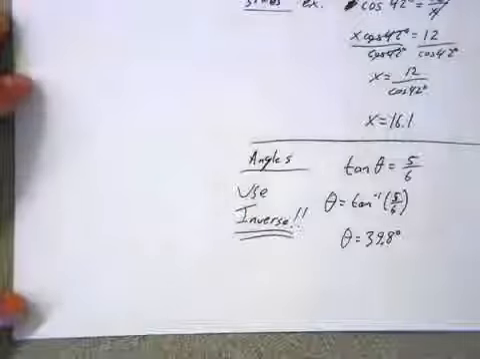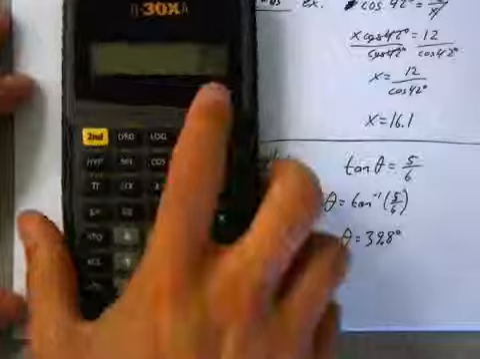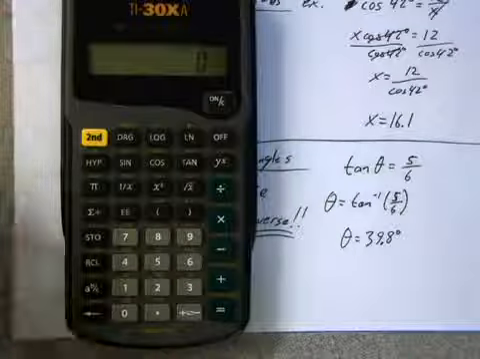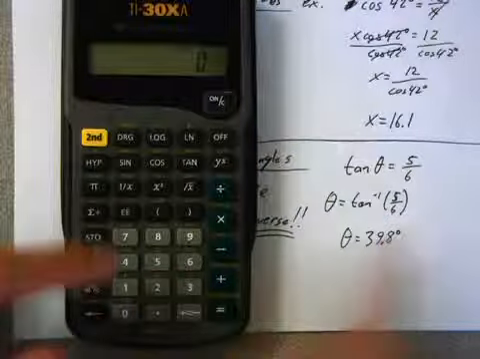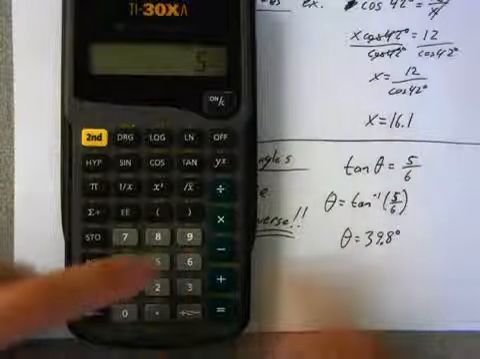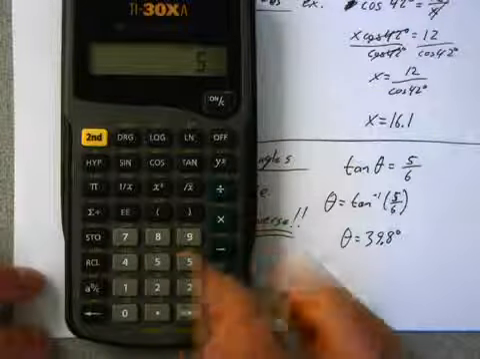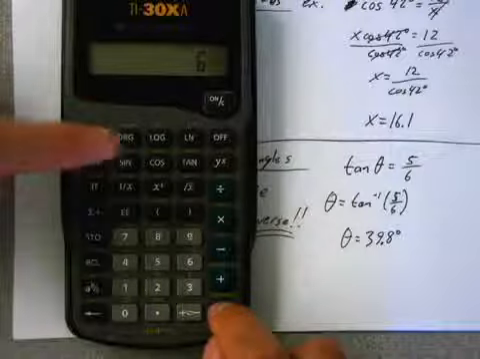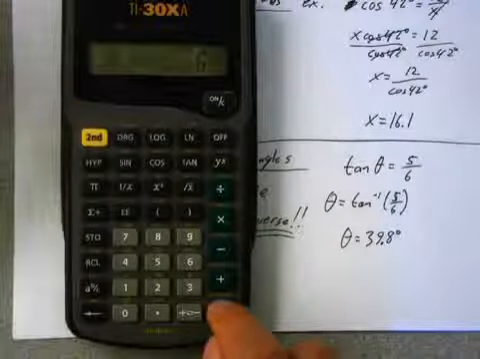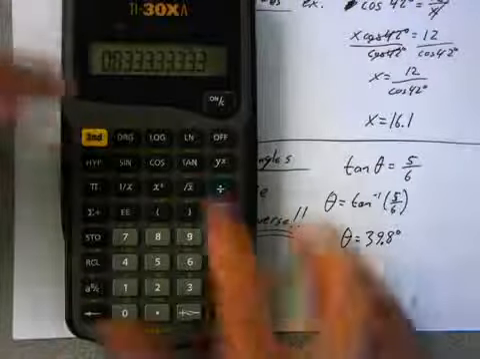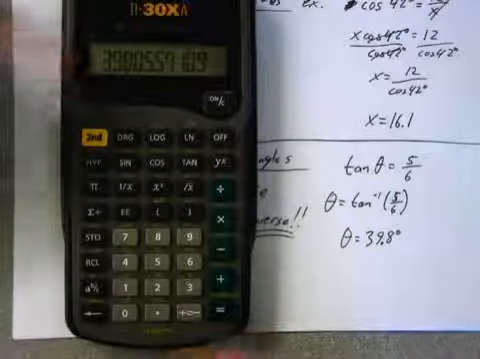Okay, other calculator. Take this calculator, and now what we have to do is we're first of all going to do 5 divided by 6. So 5 divided by 6. Now, if I don't hit equals right now, things get messed up. If I do hit equals right now, great. I've just divided it. I hit the shift tan, and it spits out my answer.